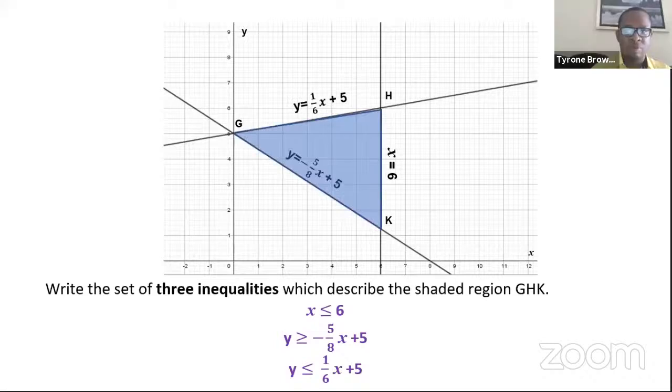All right, great job, students. When we look now at the actual shading, we realize that the conditions match what was below. We are seeing that it's below the line, and for the line y equals negative 5/8x plus 5, we are shading above. So the inequality that would represent that would be y greater than or equal to negative 5/8x plus 5. Great job, students.